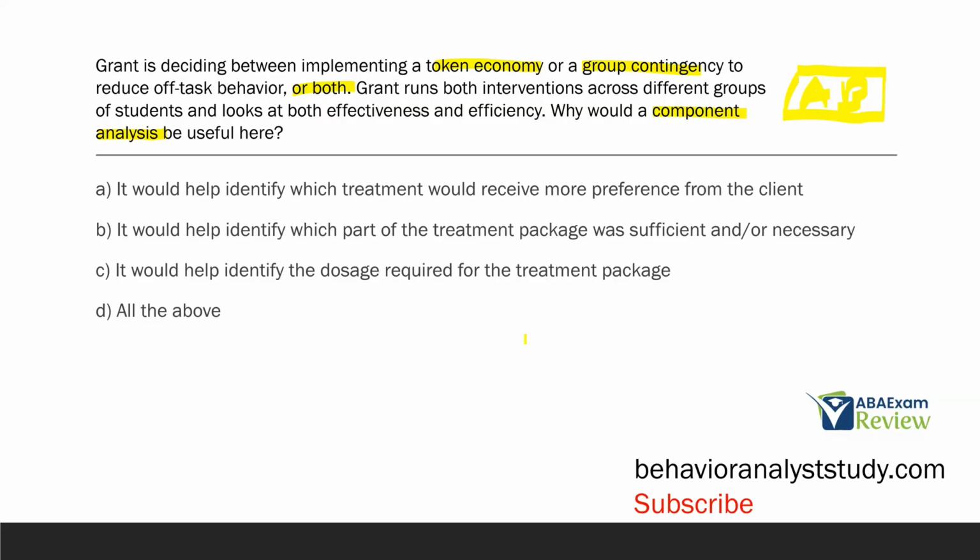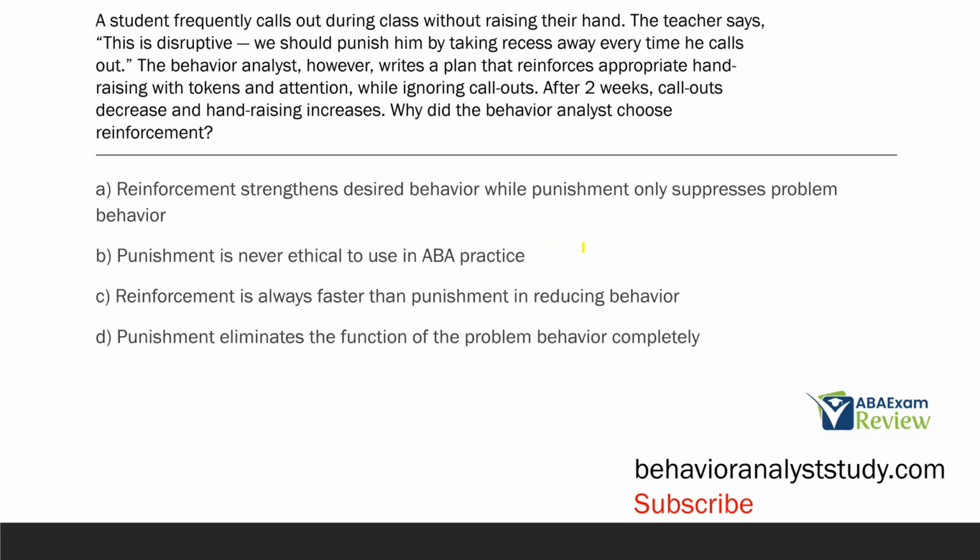And so since A and C are out, it can't be D. That leaves us with B. It's going to help identify the part of the treatment package that was sufficient and/or necessary.